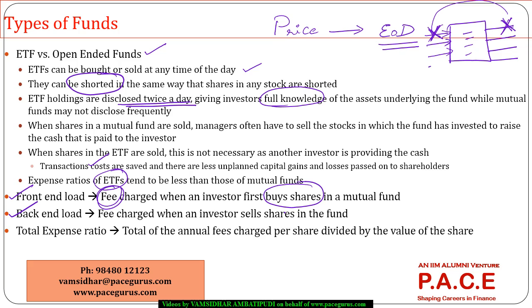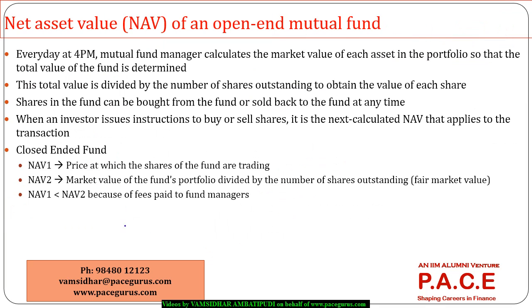And if there is an extra fee that the buyer pays when redeeming the shares of the fund, it is called a back-end load. So we need to observe whether the fund has any of these loads, which would increase the overall cost to the investor. And when we use the term total expense ratio, it's the total annual fee that we pay for this fund divided by the value of each of the shares present in the fund.